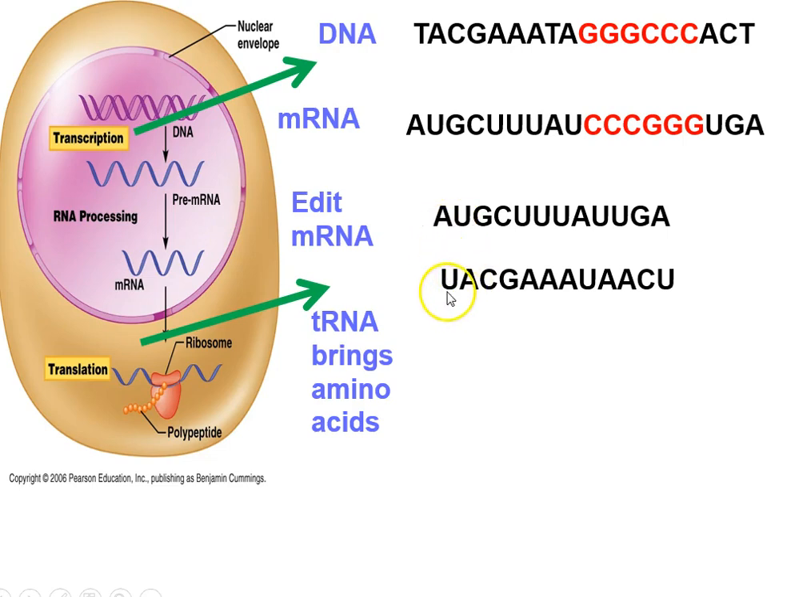Remember what goes with A? U. What goes with U? A. What goes with G? C. So this code, UAC, means to start. And this code, GAA, means to bring in the amino acid leucine, and the next triplet codon means to bring in the amino acid tyrosine, and then the last one means to stop. So we have a protein that begins with leucine amino acid and ends in tyrosine.